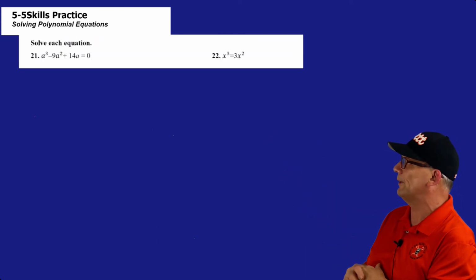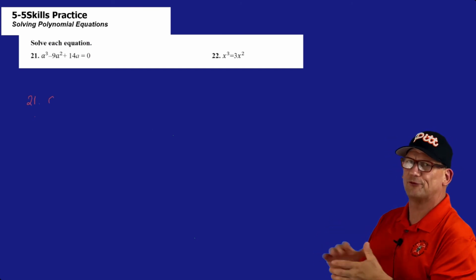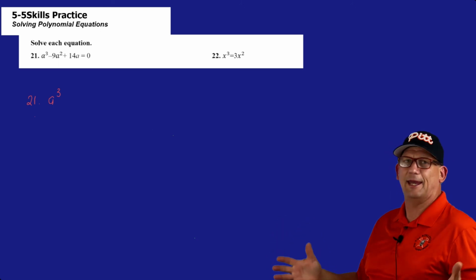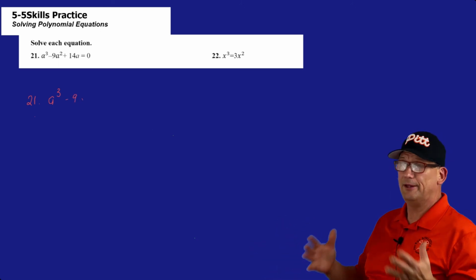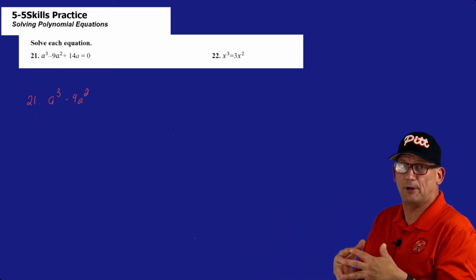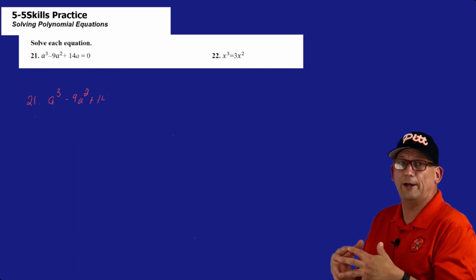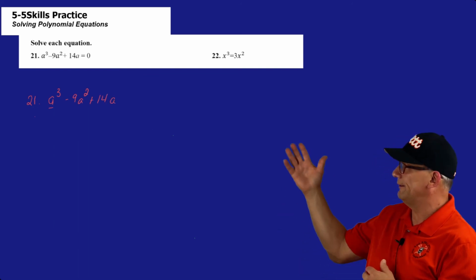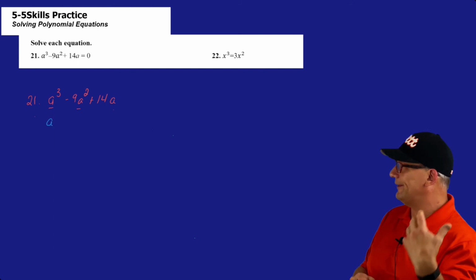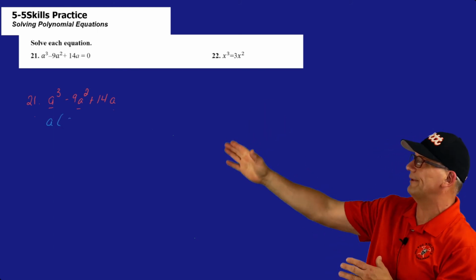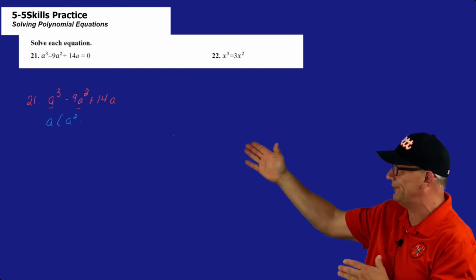All right, let's go to 21. Now we're going to solve these equations. And remember our steps when we're solving anything. Can you take out a GCF? Always look to simplify the problem first. Why do all this extra work? And in number 21, you can see that you can take out something they have in common. You can take out the a's from each one.